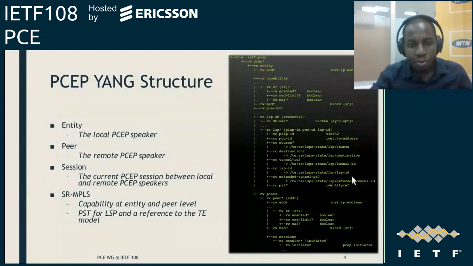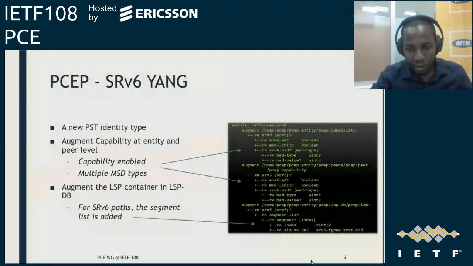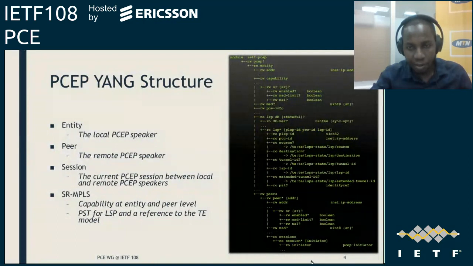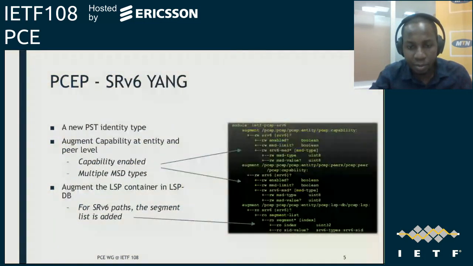It is important for us to present to you the added functionality for SR on the basic YANG. We look on the right-hand side. We have the entity, the peer, and also the session, right a bit below. And the SR function capability added at the entity and the peer levels. That was for the added functionality, the capability for the SR on the YANG. So next slide, please, Drew.